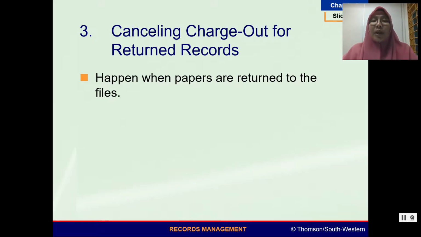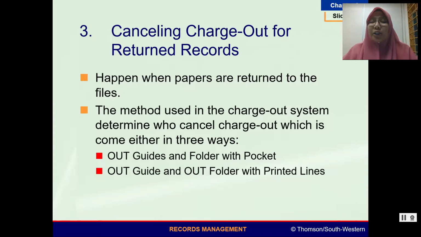This happens when papers are returned to the file. The method used in the charge out system determines who cancels the charge out, which comes in 3 ways. The first one, out guide and folder with pocket. Out guide and out folder with printed line. And the last one is requisition sheets. So these 3 are the methods commonly used to charge out. You need to cancel the charge out in these 3 ways, so that people will know that the document or the folder is there, no more being borrowed by someone.